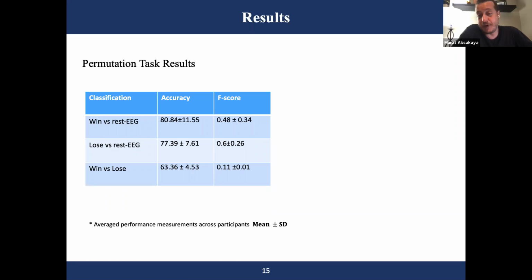And we applied this permutation multiple times, and we are showing the mean value of the accuracy and the F score in addition to their standard deviations here. There's a significant decrease in the accuracy and F score for all the classification problems when we apply this permutation test. So this is a validation to show that the feature selection is not random. There is information that we gain from that feature selection.